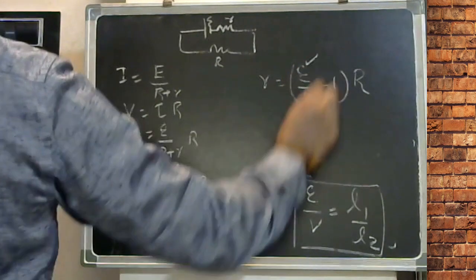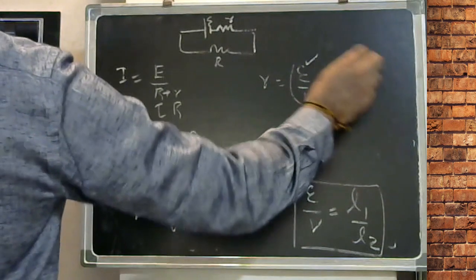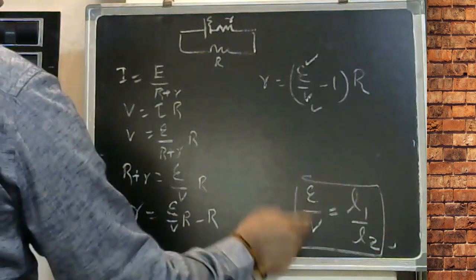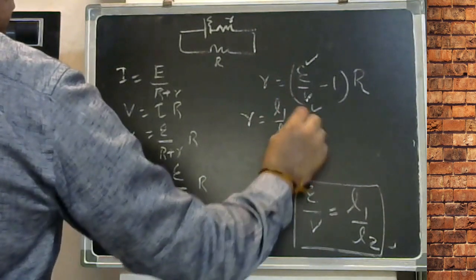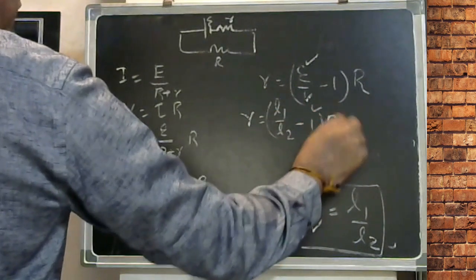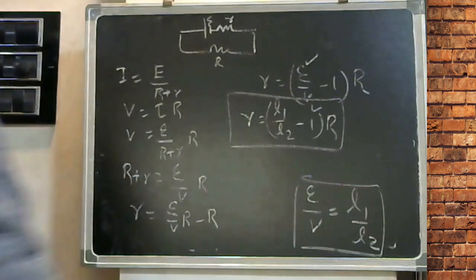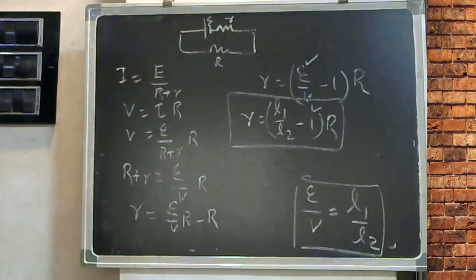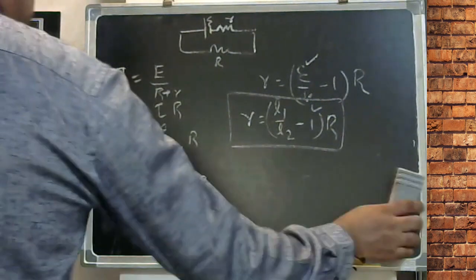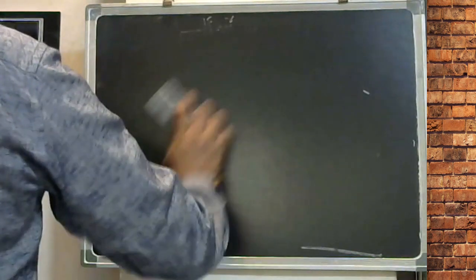E is EMF, V is terminal voltage, R is the resistance you remove now, and small r is the internal resistance. So the E by V value can be replaced by L1 by L2. So r equals L1 by L2 minus 1, into capital R. This is the formula for internal resistance to be found out using the potentiometer. L1 you calculate, you already get the reading. L2 you take the reading. R you remove anyway. So small r can be calculated, and logically you know small r is very small, less than 10 ohms. So this is what you have to do in case of your potentiometer.